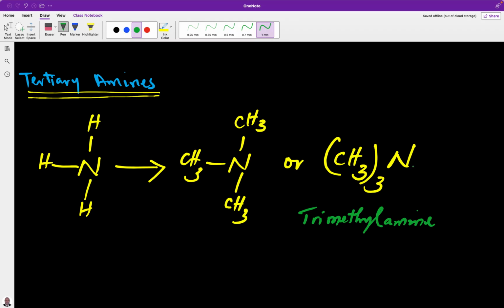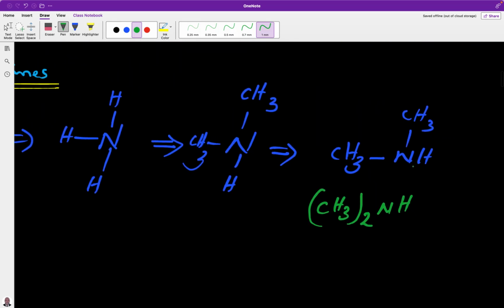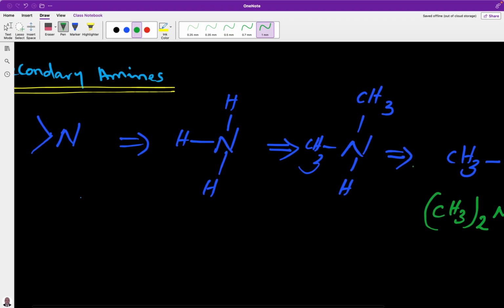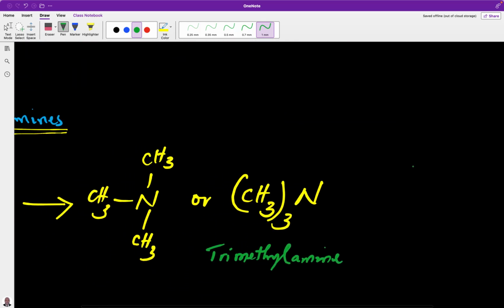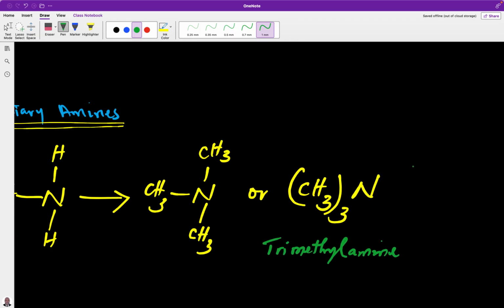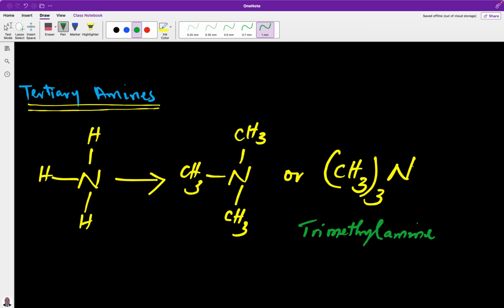If only one hydrogen is substituted by an alkyl group, in that case it leads to a primary amine. If two hydrogens are substituted, or two alkyl groups substitute two hydrogen atoms on the nitrogen, in that case we are leading to a secondary amine, like in this case of dimethylamine. If three of the hydrogens on the nitrogen are substituted by alkyl groups, in that case it leads to a tertiary amine, and in our example here it is trimethylamine.